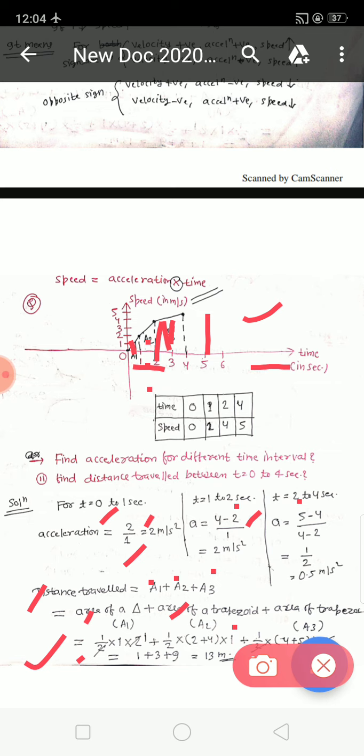That's clear. If a division term is there, find the slope, and whatever is on the left-hand side, you will get that result. If it is a product term, you find the area under the curve. Like this, you will get many questions and you should try to solve them graphically.